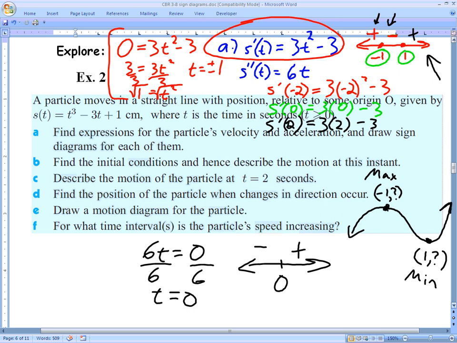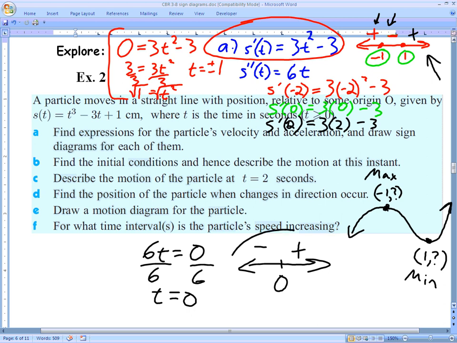No, let's try that again. I said slowing down. That's not what I mean. Negative velocity means you're backing up. That's what I meant to say. So between -1 and 1, we were actually moving backwards. From 1 and beyond, we were moving forwards, and from -1 towards negative infinity, we were moving forwards as well.